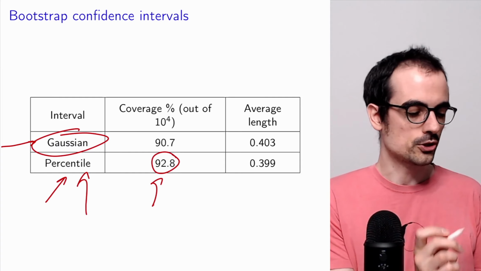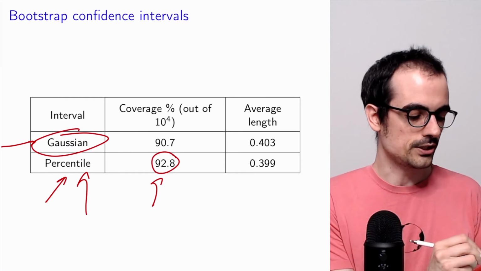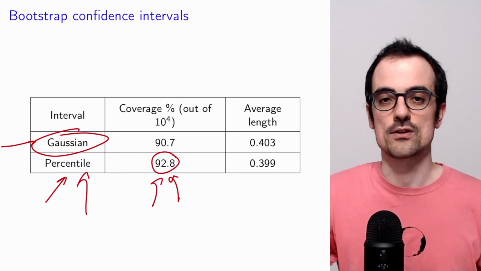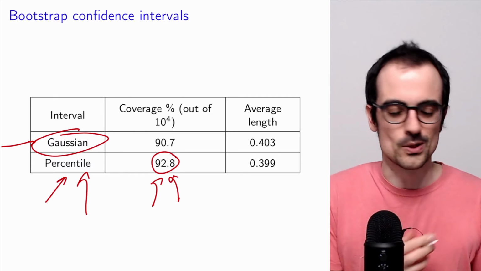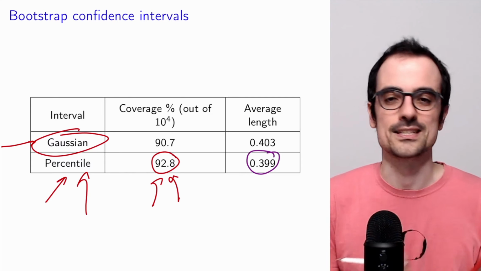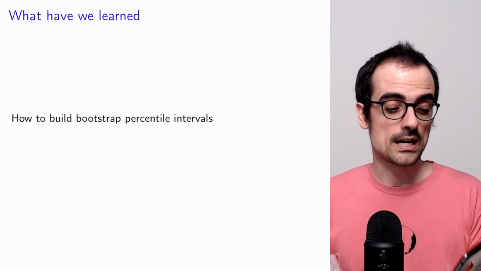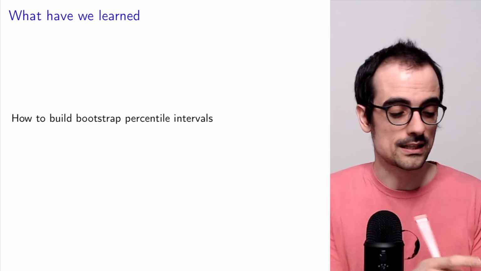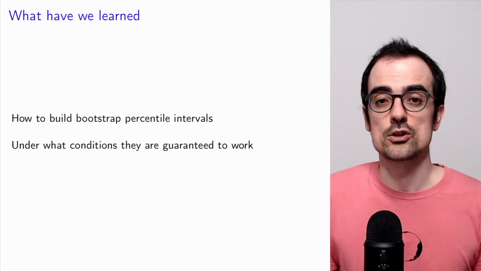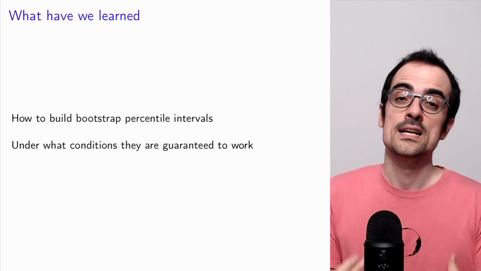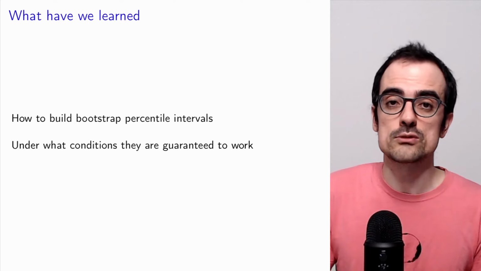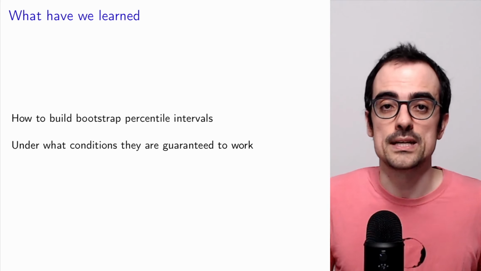Here I've also shown you that we're not achieving this by making the confidence intervals larger, which is a trivial way to do it. In fact, they're slightly smaller. So basically this works out. What have we learned? We have learned how to build bootstrap percentile intervals, and we have seen under what conditions they are guaranteed to work, which is where there exists a monotonic transformation that maps the estimator so that it becomes Gaussian.